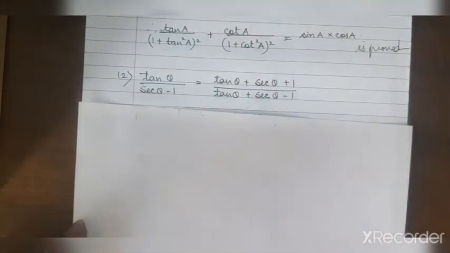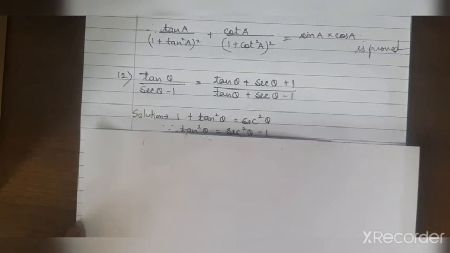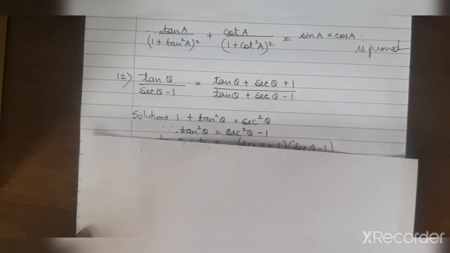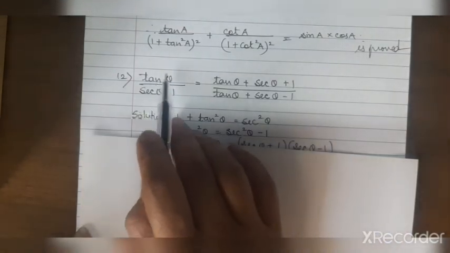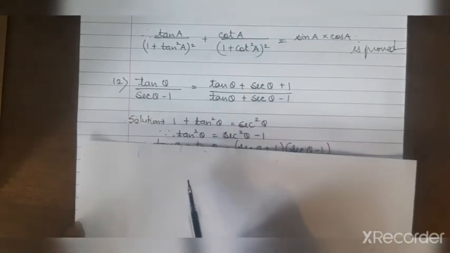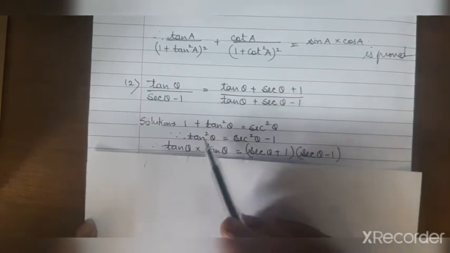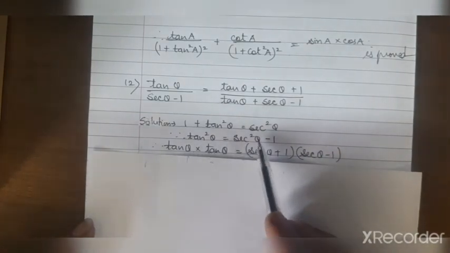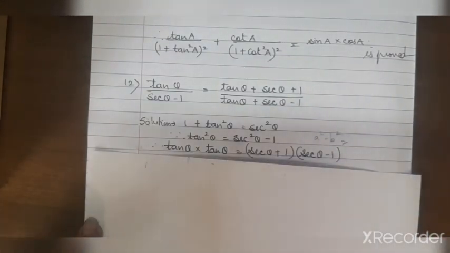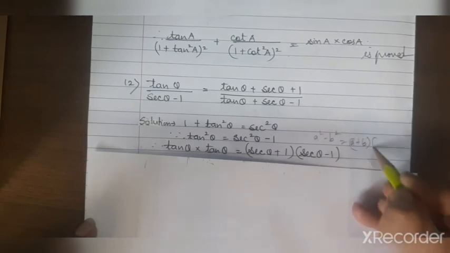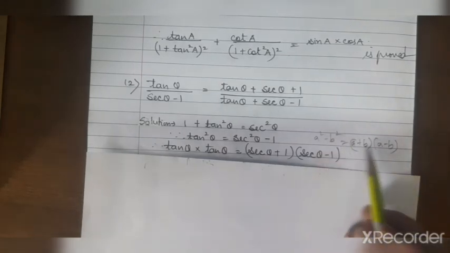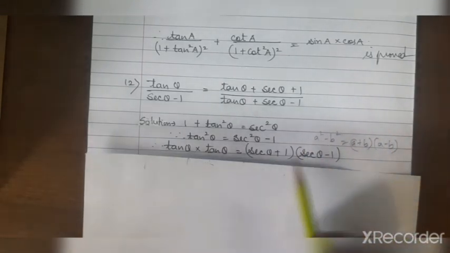So for that, first, the identity we know about tan theta is 1 plus tan square theta equal to sec square theta. Now in this, we want tan theta, so we make it tan square theta equal to sec square theta minus 1. Now tan square theta is nothing but tan theta into tan theta. And sec square theta minus 1 is in the form of a square minus b square, which is a plus b and a minus b. So if you know this expansion, then we can use it over here.